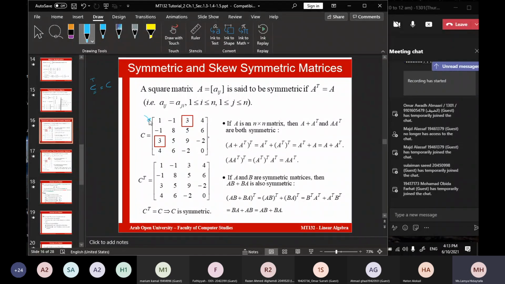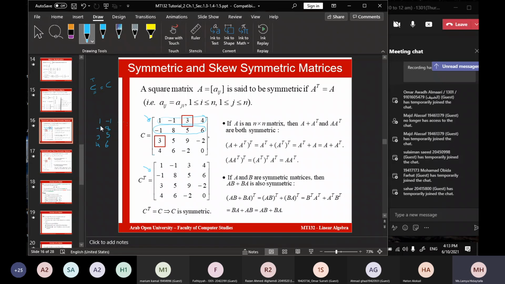For instance, here, if we have C, it is this matrix. Now get the transpose of it. So what do we do? We change the row to be a column. So I'm going to get 1, minus 1, 3, and then 4. And then we go to the second row and change it into a column. So minus 1, 8, 5, and then 6, and etc. You can continue. Actually, it is this one here. Isn't it 1, minus 1, 3, 4, so minus 1, 8. Okay, so you reach here.